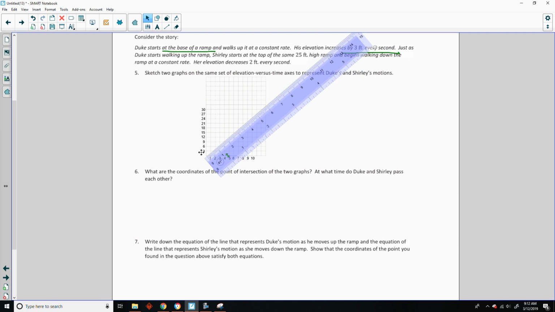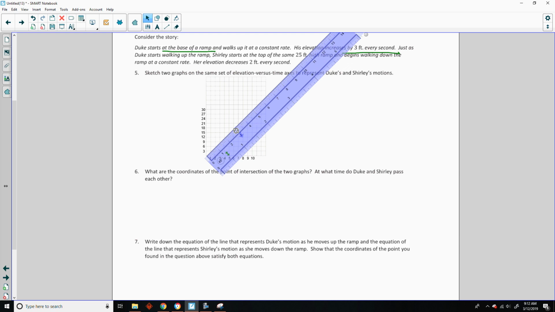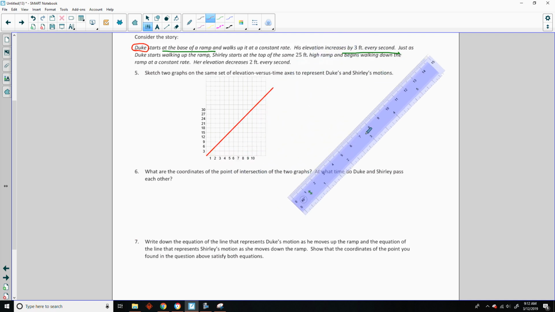So I chose 3 as my unit of measurement: 3, 6, 9, 12, multiples of 3. So I'm going to draw a line that has a slope of 3. I will graph him in red. So I'll mark that Duke red, start at 0, and go up like so. So at 10 seconds, he's at 30 feet because 10 times 3 is 30.